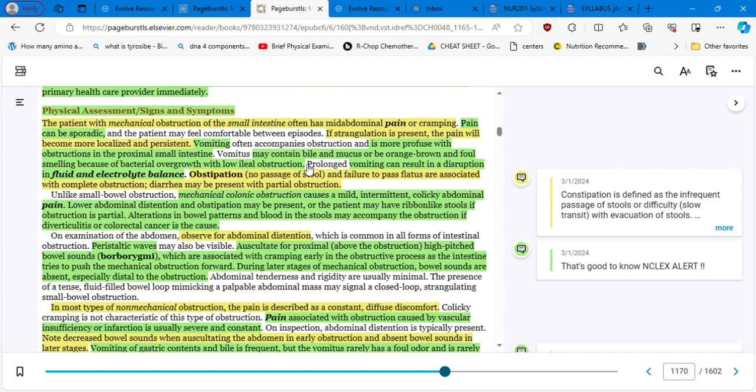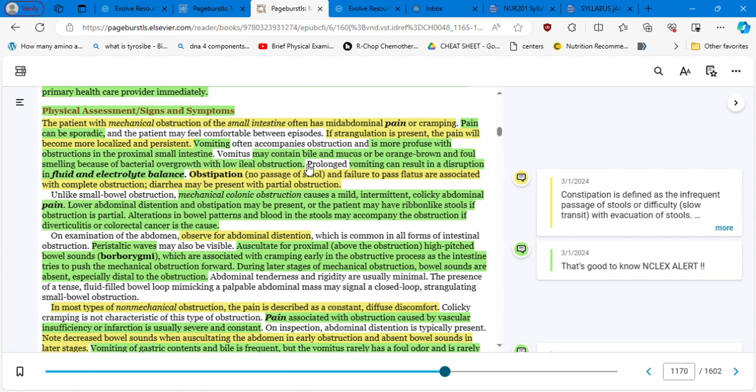There you go, huge hint. So if the vomit has a foul smell, that means there is bacterial overgrowth there, infection, okay? That is going to make a difference with other types of presentation, okay? Huge, that's good to know.